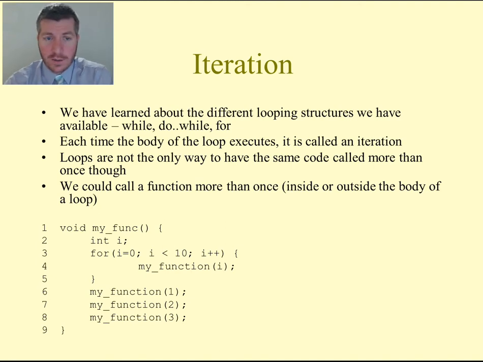So looking at the code sample that I have down on the bottom of the screen, you see that on line 4 I'm calling the function myFunction. It's actually going to get called 10 times on that line, and then I also call it again on line 6, 7, and 8. So this is actually going to call the function myFunction 13 times in this code.